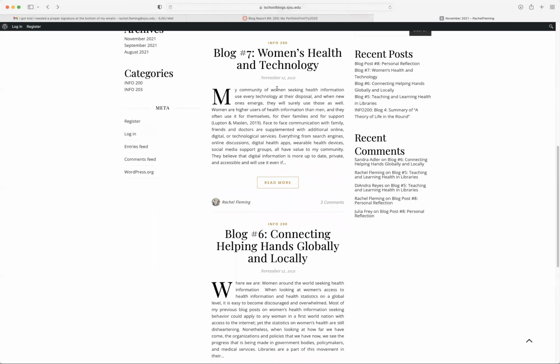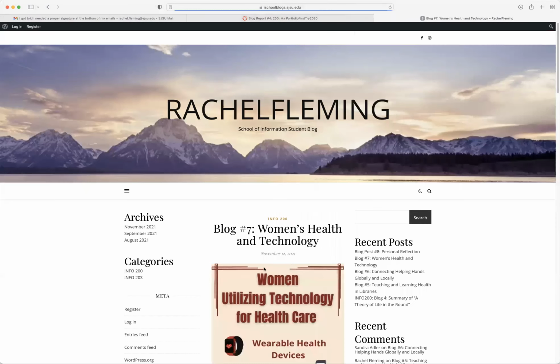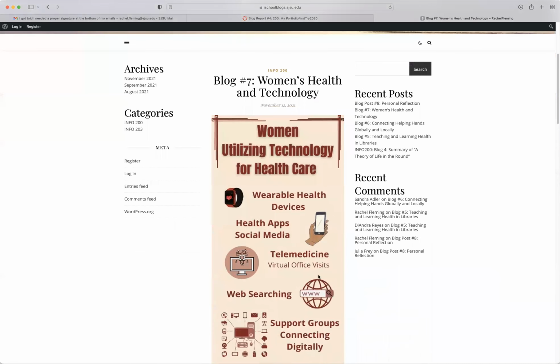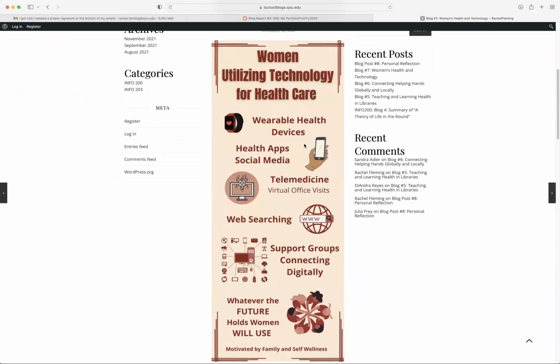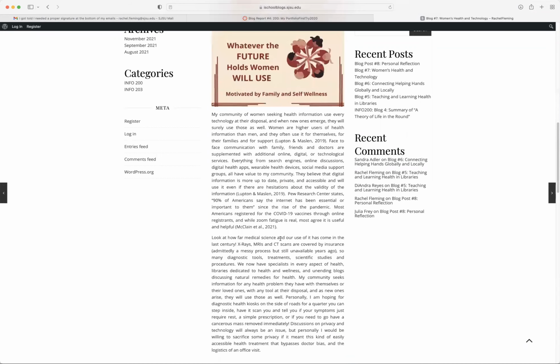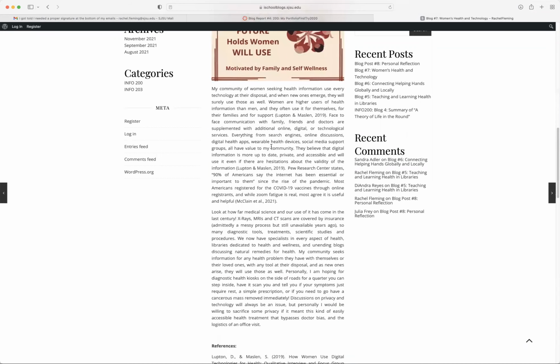And then this was a fun one. We had to create an infograph. So I chose, again, women using technology for healthcare. And personally, we did not have to do any more than just create an infograph, but I felt it was really helpful to have just two paragraphs to really explain and show where my research came from and what exactly I was talking about.